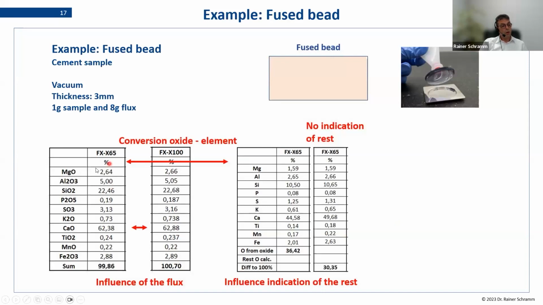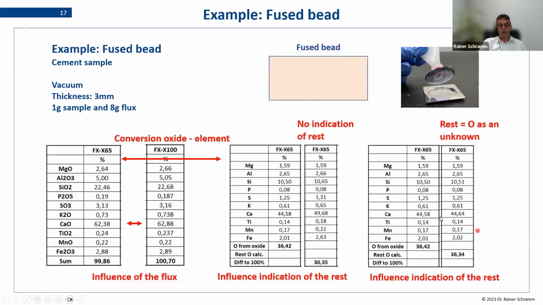That means we just recalculate our sample. So I just express this one as element and take out all the oxygen. You see that in total we have 36.42% oxygen and all the rest are element. If I don't tell the software that this oxygen is in the sample, you see there's a big error now on my main component. So it's 5% off from the real value.